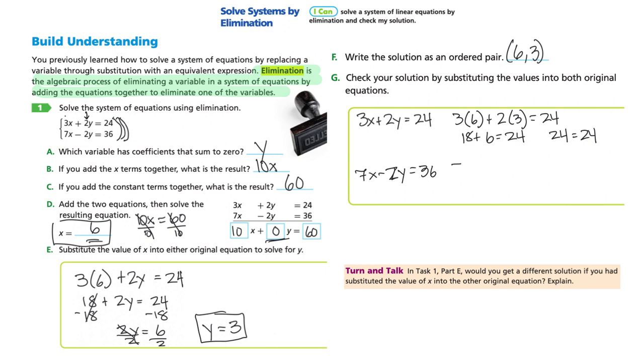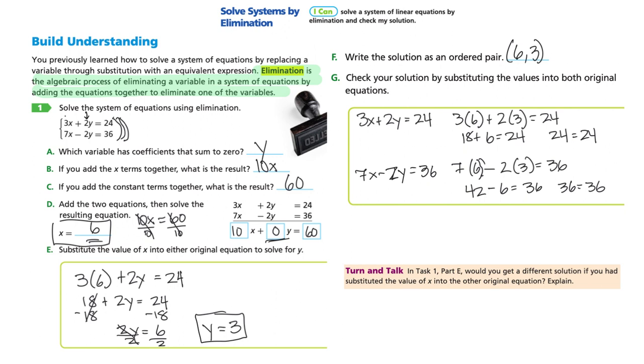So now I can say I have 7 times 6 plus 2 times 3. Does that equal 36? So I have 42. Oh, sorry, this is supposed to be minus. Let's change that. Okay, so now we have 42 minus 2 times 3. That's better. Minus 6. And does that equal 36? Yes, it does, because 42 minus 6 equals 36. 36 equals 36. So there you go.